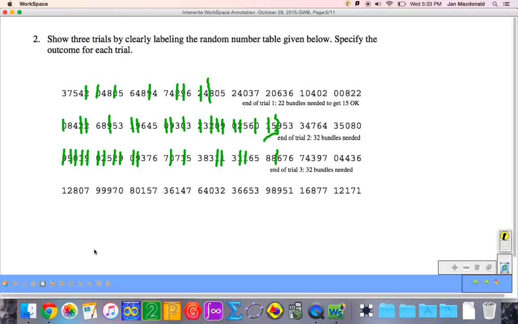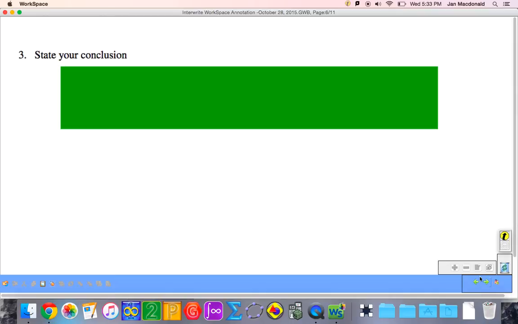Now we're asked to state a conclusion. Okay, well, it required 22 bundles in trial 1, 32 bundles in trial 2, and 32 bundles in trial 3 to obtain 15 bundles of beautiful roses for the float. So the maximum number of bundles required was 32 bundles.